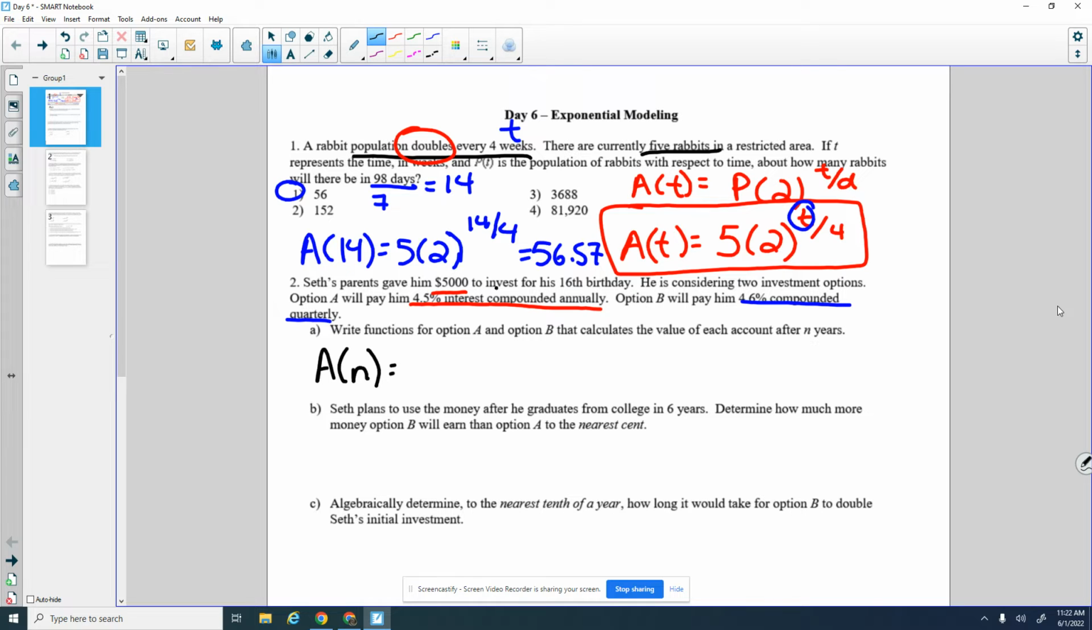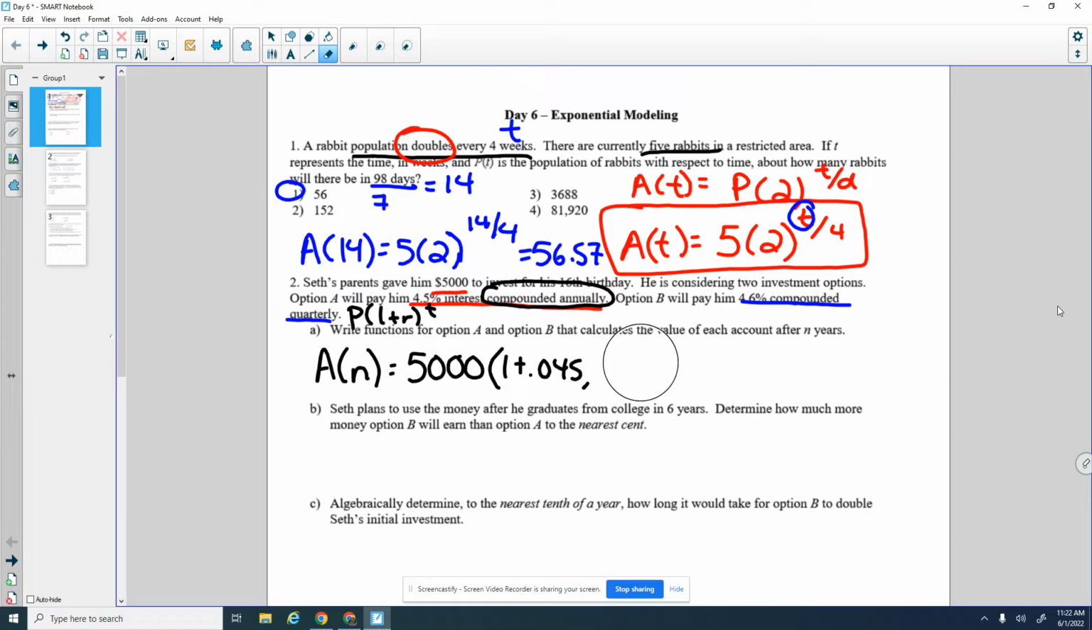Now when we say compounded annually, that's basic interest. So that's P times 1 plus R to the T. Annually means once a year. So we're starting with 5,000. Our R value for option A is 4.5%, so I'm going to add on 0.045 to the 1 and then to the T. And actually that's A of n, so I have to be super careful. Even though we're used to using T, we want to use the variable n because that's what the problem says.